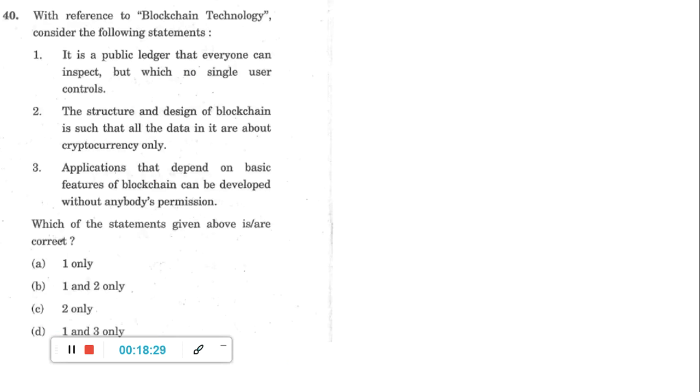Now, with reference to blockchain technology, consider the following statements. About blockchain, at least 3 times in the last 5 years questions have come, and a question will come next year also. So please prepare maximum on that, because for mains also it's an important topic. It is a public ledger that everyone can inspect, but which no single user controls. The structure and design of blockchain is such that all the data in it are about cryptocurrency only. I know most of you will mark this as incorrect.